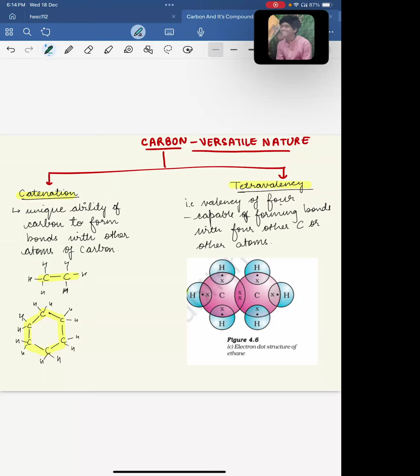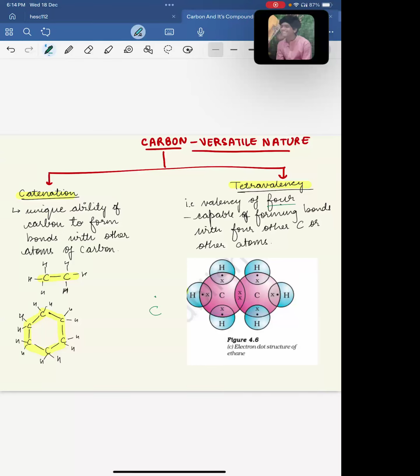Carbon can form carbon-carbon single bonds, carbon-carbon double bonds, and carbon-carbon triple bonds. So this property of catenation gives rise to large molecules of carbon. And then tetravalency. Tetra means four. That is, carbon has a valency of 4. Hence, it is capable of bonding with 4 other atoms.